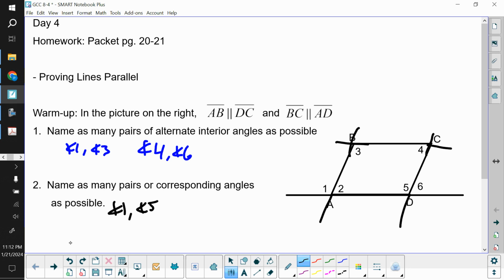Angle 2 is in a top right, and that matches with angle 6 that is in a top right. Angle 3 is a bottom right, there's no other bottom rights, and angle 4 is a bottom left, there's no other bottom lefts. So just angle 1 and 5 is one corresponding pair, 2 and 6 as the other.